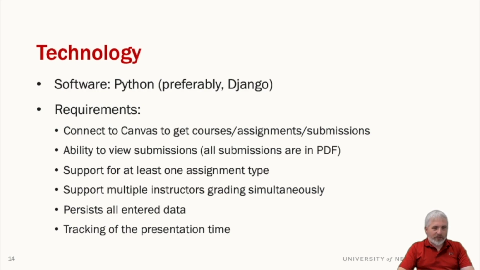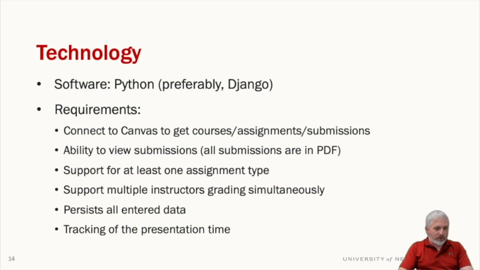In terms of what the software does, the only thing that it really needs to do for sure by the end of the project is it has to be able to connect to Canvas to be able to download the submissions, which basically means you have to be able to know what courses and assignments and things are available to whoever's logged in. You have to be able to show the submissions. The submissions are PDF files, so you just have to embed the PDF in the web page and be able to go through it and show thumbnails and things like that. You have to support at least one assignment type, right? So one form for providing feedback.